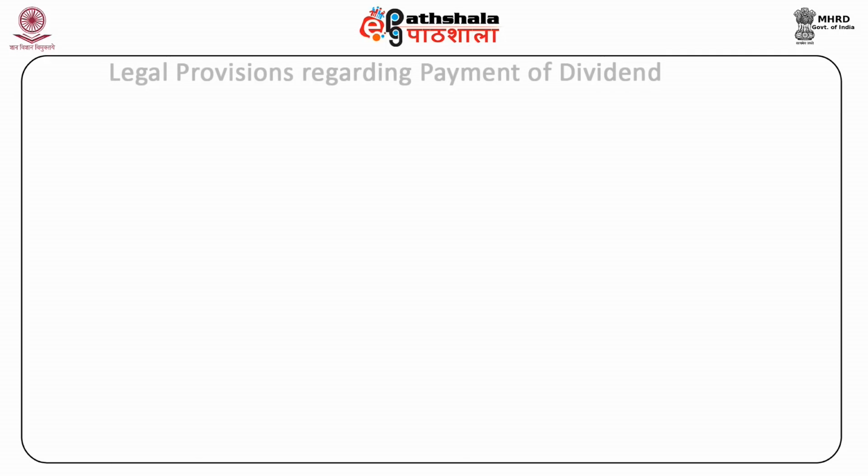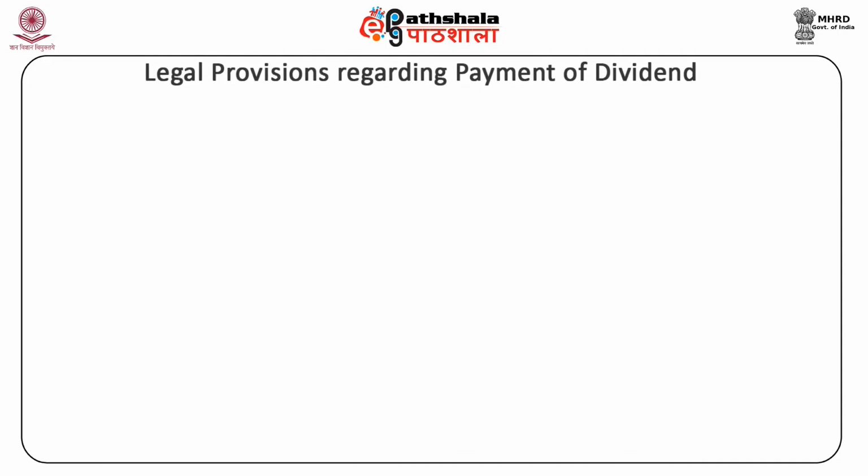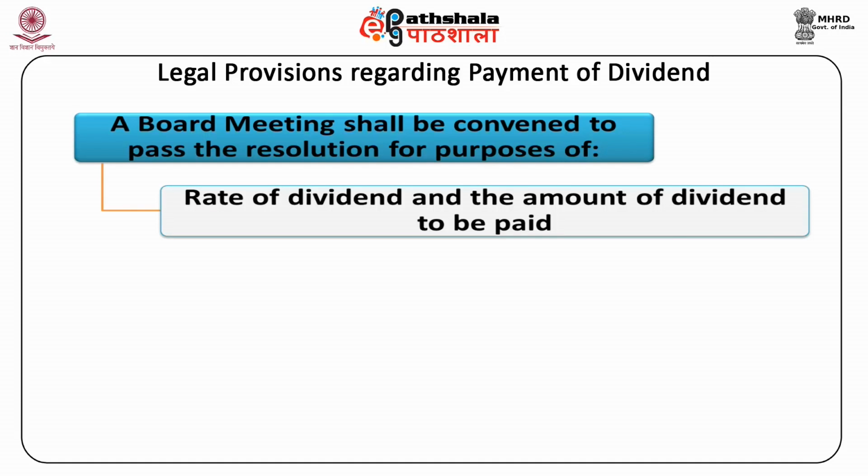Recommendation by Board of Directors. Dividend can be declared only on the recommendation of the Board of Directors of the company. The shareholders do not have any power to declare any dividend. The Board of Directors, after considering and approving the financial statements of the company, determines the rate of dividend to be declared and then recommends the same to the shareholders. For this purpose, a board meeting shall be convened to pass the resolution for the rate of dividend and the amount of dividend to be paid.